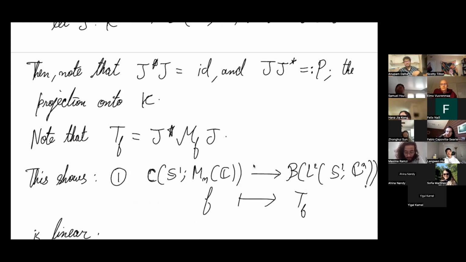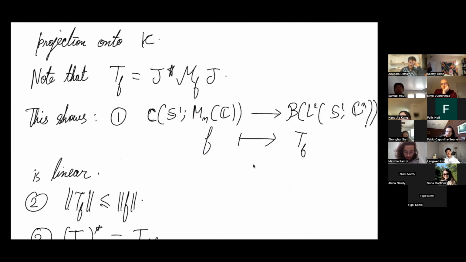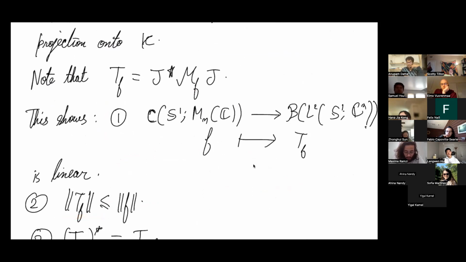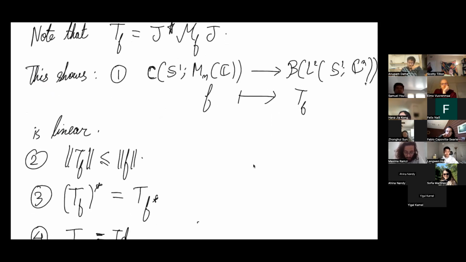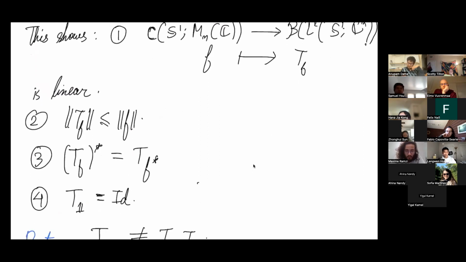But this has some nice consequences once you write it in a very algebraically succinct form. First of all, we immediately get that the association of F to the Toeplitz operator associated to it is a linear map, because the multiplication operators were linear. Second of all, note that the norm of the Toeplitz operator is less or equal to the norm of F, because if you take the norm and use submultiplicativity and the fact that J and J star have norm 1, it follows. Also, you get that the adjoint of T_F is T_{F star}. And finally, it's kind of obvious that if you take the constant map 1, then the associated Toeplitz operator is going to be the identity operator.